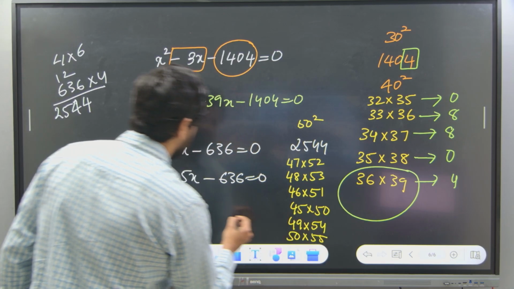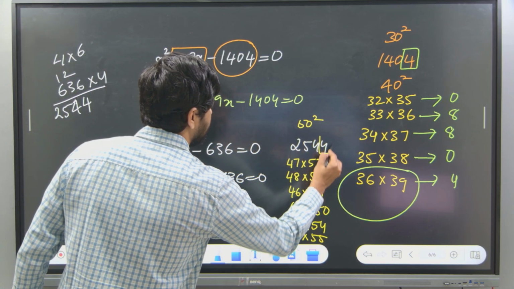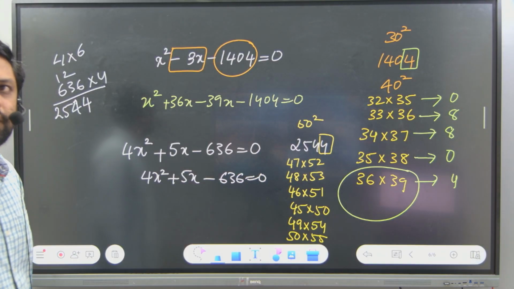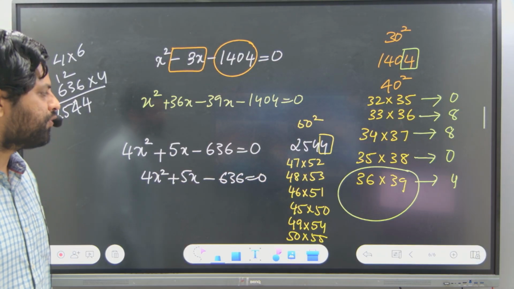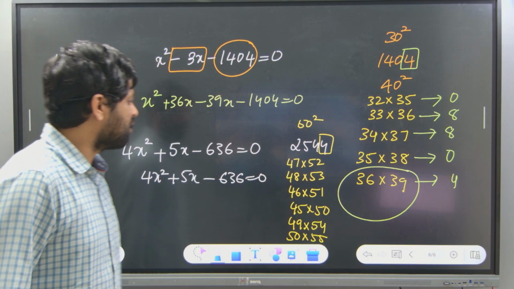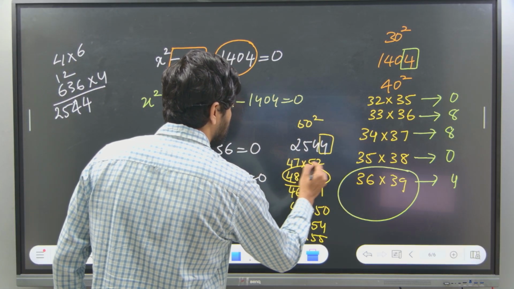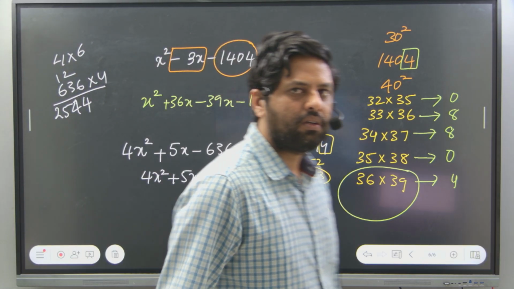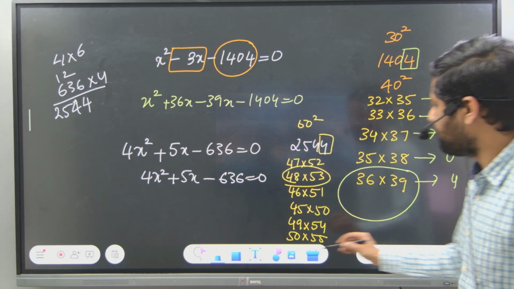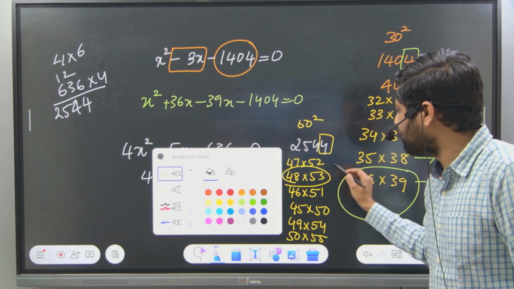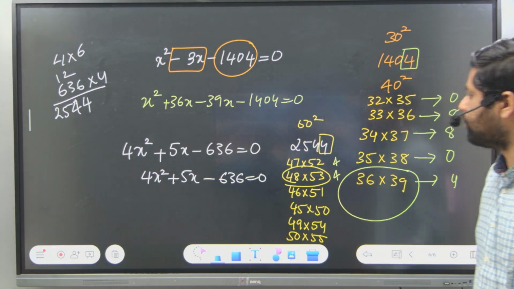It has to be one amongst these. Where is it ending with? It is ending with 4. 48 into 54, it is ending with 4. When will it end with 4? This will end with 4. What about 47 into 52? 7 into 2, that will also end with 4. Am I right? This will also end with 4.